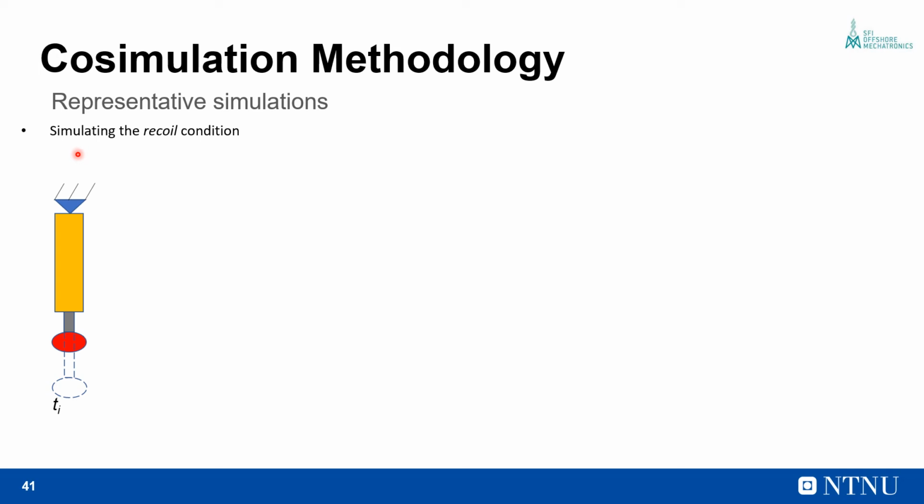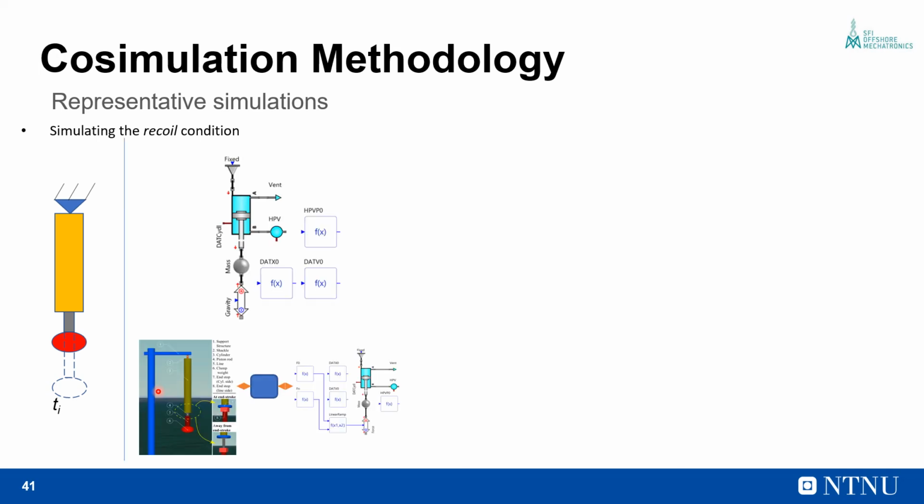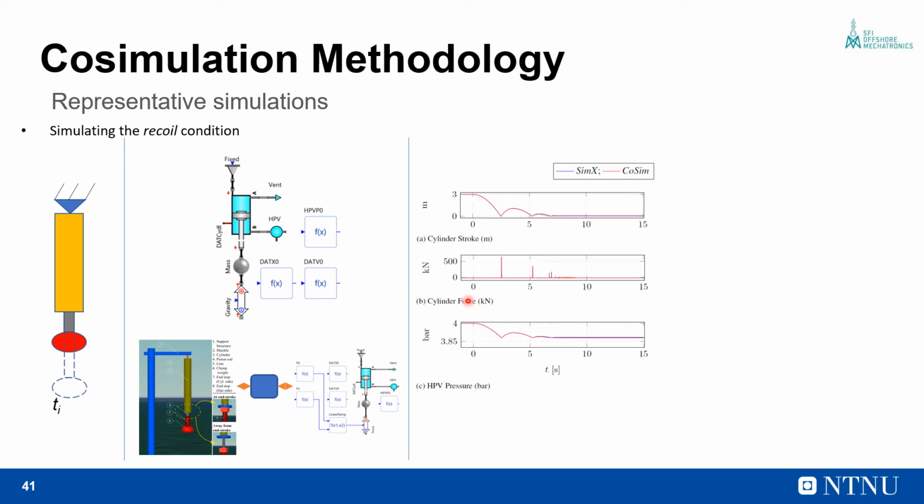In simulating the recoil condition of the cylinder, we hold the piston rod extended initially and then release the load. This can be modeled in the Simulation X model by specifying an initial position for the load, and this can be simulated in the co-simulation model by using a detachable link and releasing the load at the required time. Again, on comparison of the Simulation X and co-simulation results, we see that there is excellent agreement.